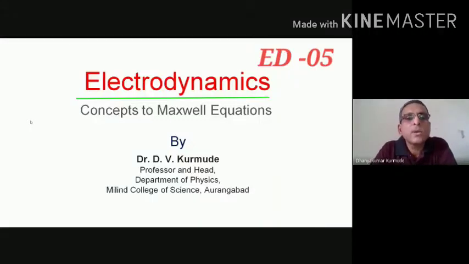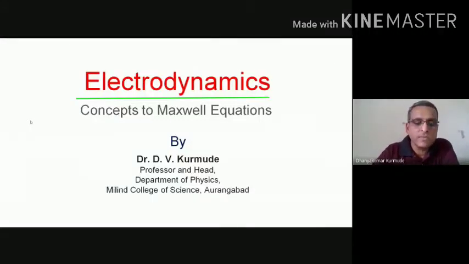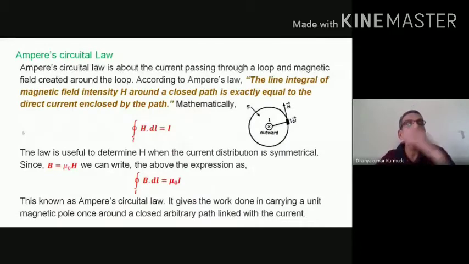Electrodynamics from concept to Maxwell's equations. Now let us discuss Ampere's circuital law. Ampere's circuital law is about the current passing through a loop and the magnetic field created around the loop.